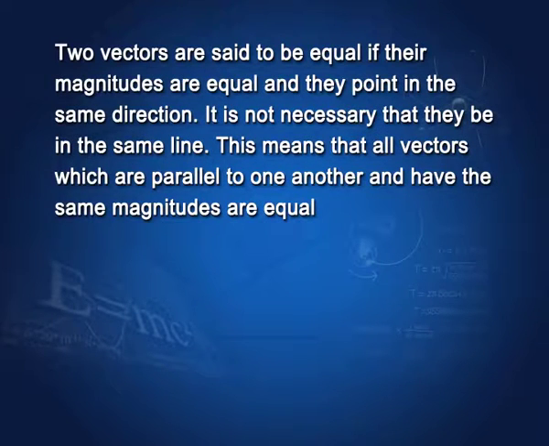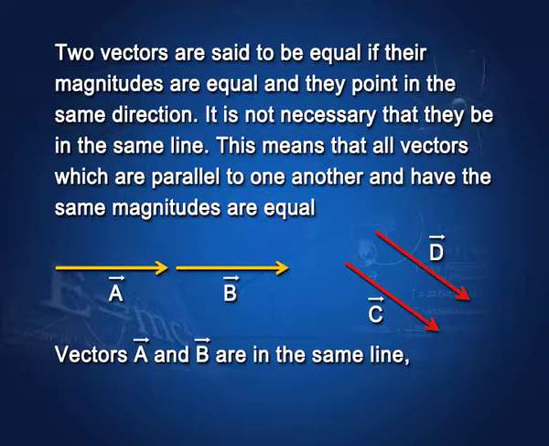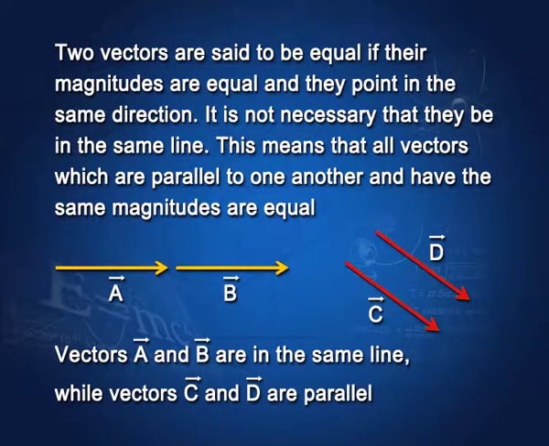Two vectors are said to be equal if their magnitudes are equal and they point in the same direction. It is not necessary that they be in the same line. You can see from the example here that vectors A and B are in the same line and they have the same magnitude, therefore, they are equal. On the other hand, vectors C and D are also parallel, that means they are in the same direction and their magnitudes again are equal, and therefore, vector C is equal to vector D.